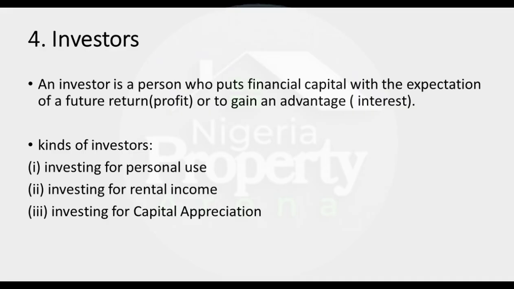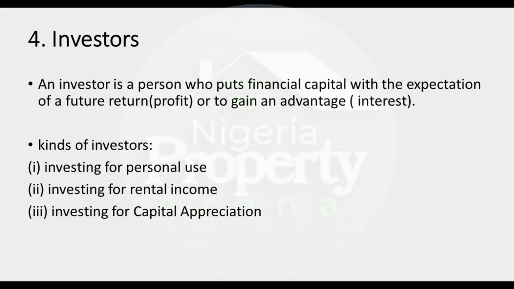So an investor is a person who puts financial capital with the expectation of future return or to gain interest, right? So there are different kinds of investors. There are some that invest for personal use. They want to do something for themselves, personal use. Then the next kind of investors are investors that want rental income. When they invest in the property, they want to put it out for lease, or they want to build something and put it out for rent.